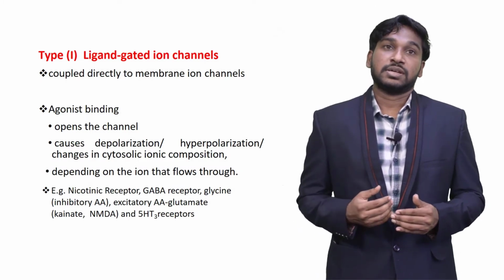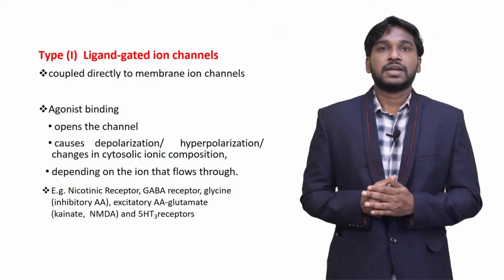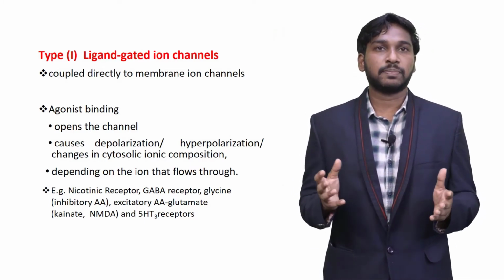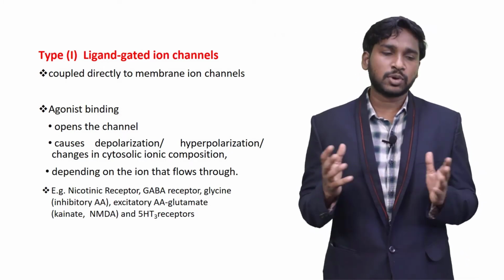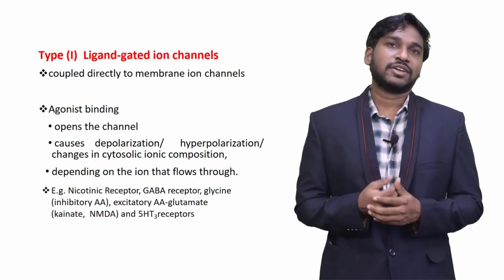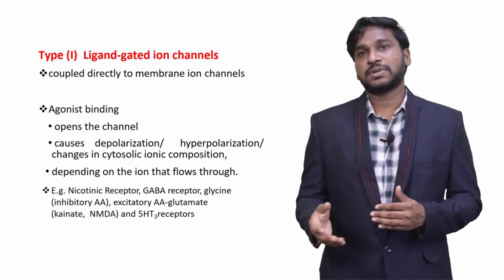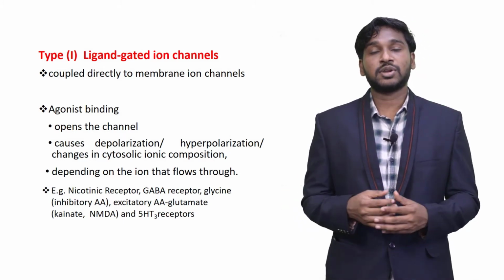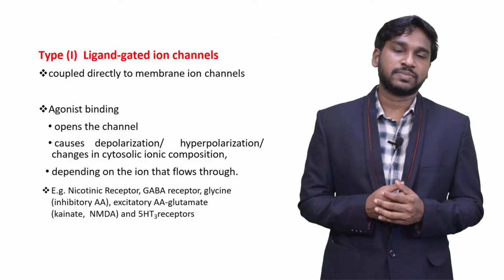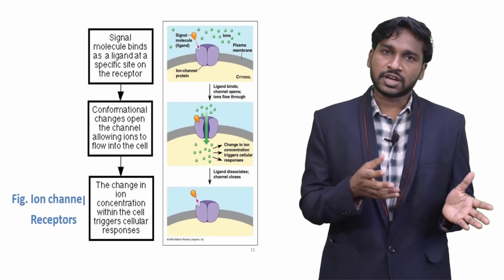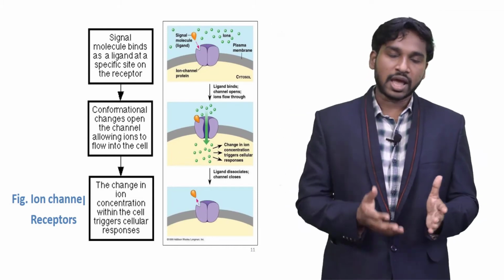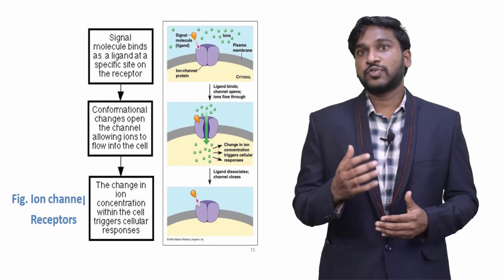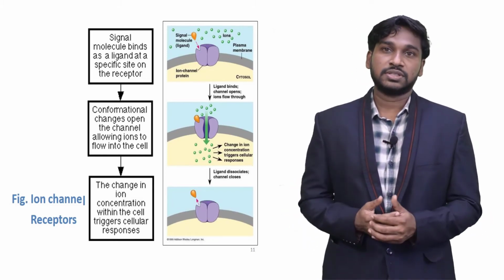Excitatory neurotransmitters such as acetylcholine and glutamate cause an increase in sodium and potassium permeability that results in a net inward current and depolarizes the cell, which could generate an action potential. Examples are the nicotinic receptor, GABA receptor, glycine inhibitory receptor and 5-HT receptors. Whenever the signal molecule binds to its specific receptor at the specific site, the active site, it leads to a conformational change that opens the channel and allows the ions to flow through. An electrical potential is generated between the outside and inside of the membrane. The ions flow into the cell, and the change in ion concentration triggers the cellular response.